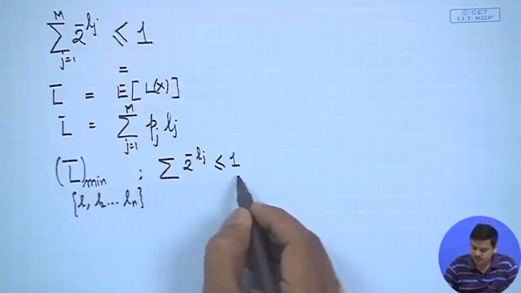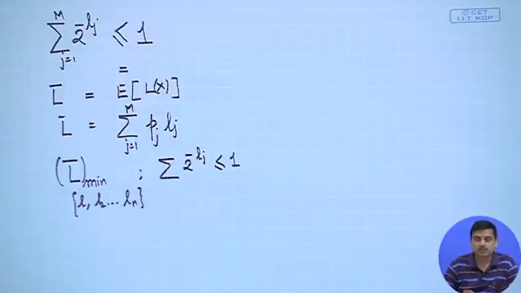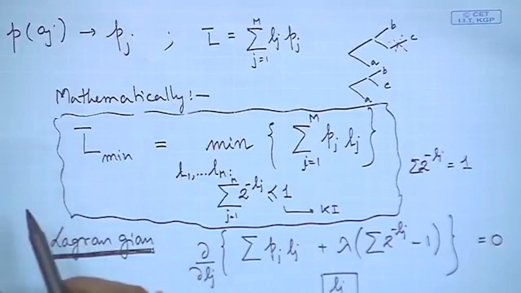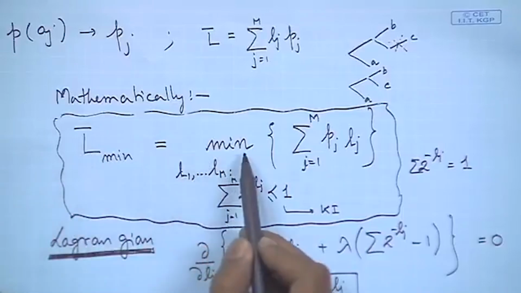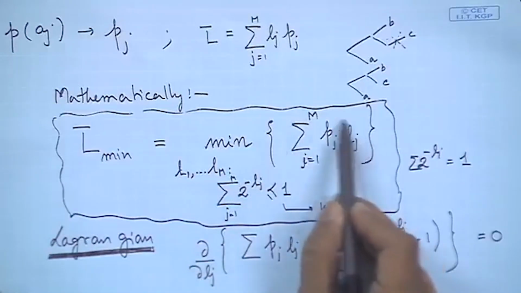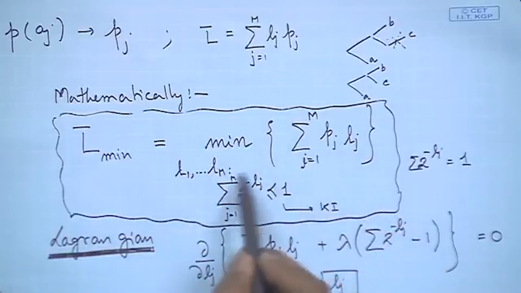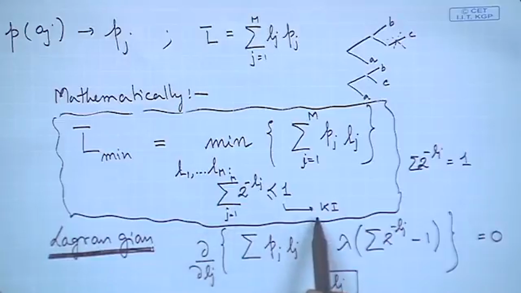Now, why do we have the Kraft inequality? The reason is we wanted to find the minimum length over all prefix free codes. The reasons for prefix free codes we have already explained, and we set up the mathematical problem in the lecture as this: L bar min is equal to the minimum of this summation, which we have just defined, over all possible lengths subject to the Kraft inequality, as we have written over here.